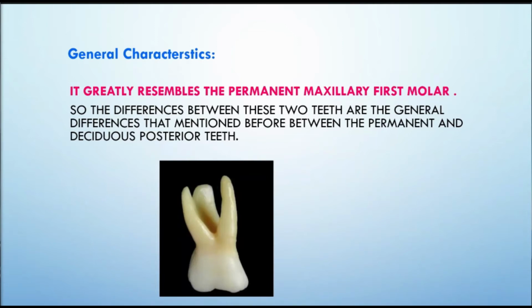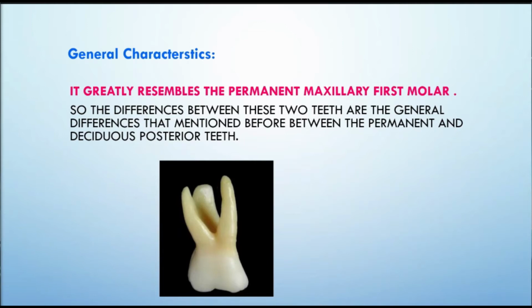General characteristics: we told you that it greatly resembles the permanent maxillary first molar. This one and the maxillary permanent first molar look alike. How many cusps does the maxillary permanent first molar have? Four functional cusps and one cusp of Carabelli. This tooth has almost the same. The maxillary first molar has a developmental groove between the buccal cusps, mesiobuccal and distobuccal. On the lingual side, between the mesiolingual and distolingual cusps, there is a groove also.